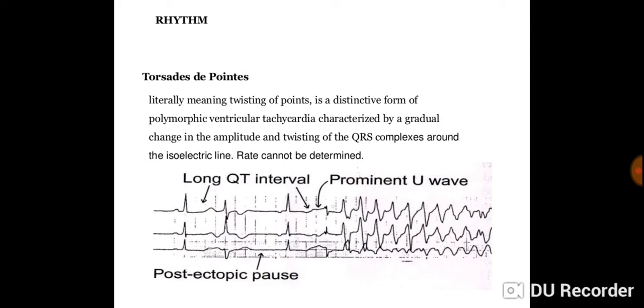Now what you need to remember is that you've got a prominent U wave. We'll come back to it later. QT is prolonged, and you suddenly get a weird QRS pattern. So torsades de pointes, polymorphic ventricular tachycardia. The change in the amplitude and direction of the QRS complexes, as you see here, is gradual, and rate cannot be determined, and the QRS complexes are twisted around the isoelectric line.